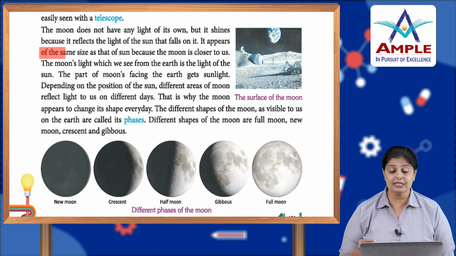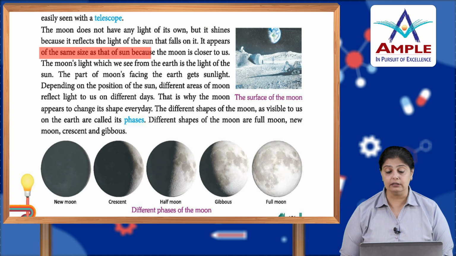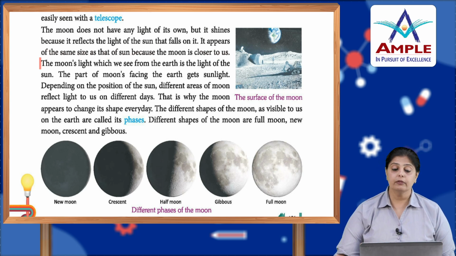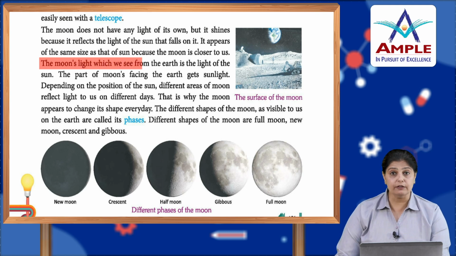So, it appears to be the same size as the sun, because the moon is closer to us. If you look, sometimes you feel that the sun and the moon are of the same size. This is because they are closer to us. Now, the moon's light which we see from the earth is the light of the sun. Actually, it's the light which it gets from the sun and reflects.